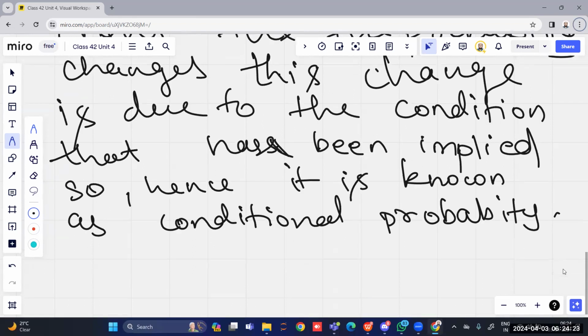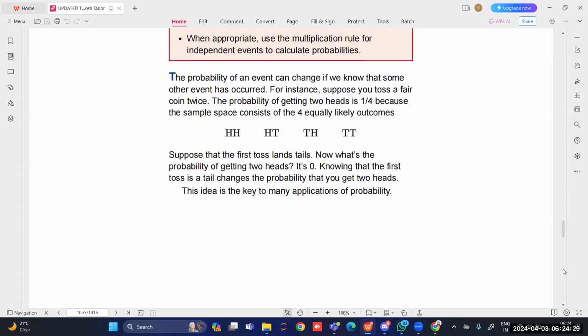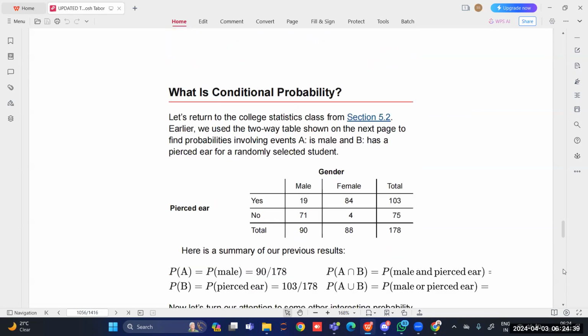Got that? So knowing the first toss is a... This idea is the key to many applications of probability. So this idea of conditional probability is very important to know. So what is conditional probability?